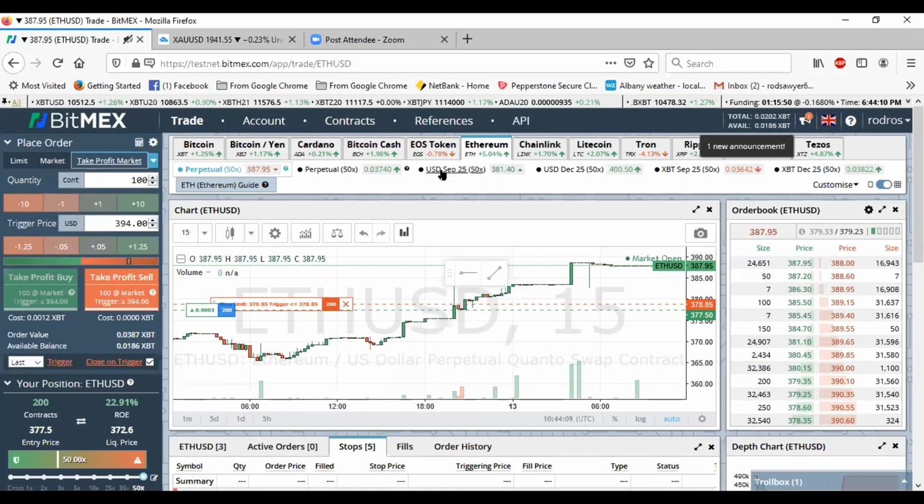This one here, it's the same thing. It's Ethereum against the US dollar, but it's a futures contract and it will expire on the 25th of September. Okay. This is another futures contract. It's Ethereum against the US dollar, but it expires on the 25th. So with the futures contracts, you only ever get charged one fee. Yeah. And that's at the closure of the contract.